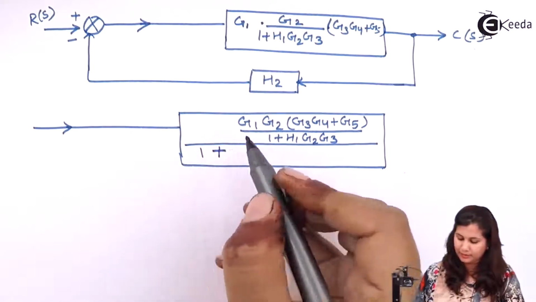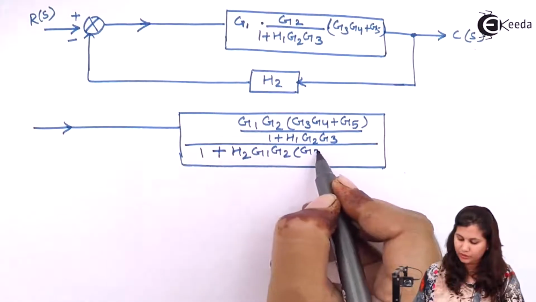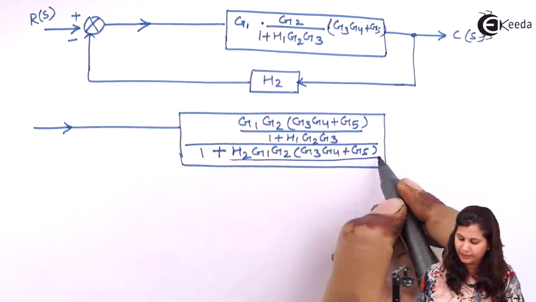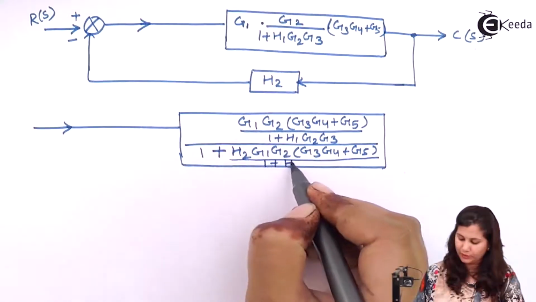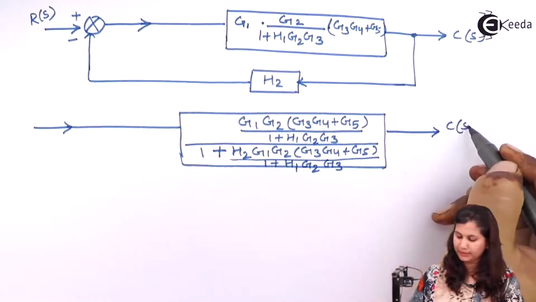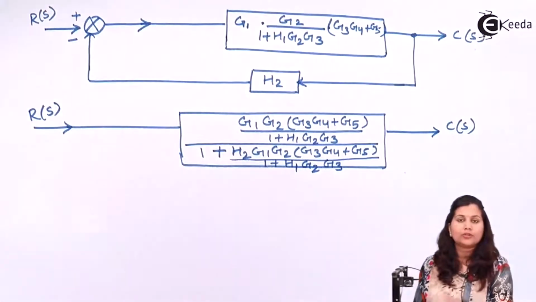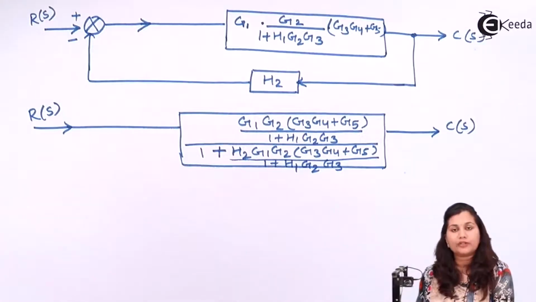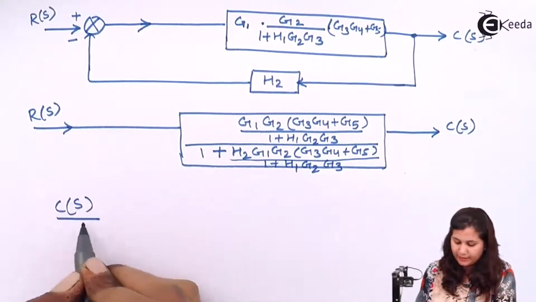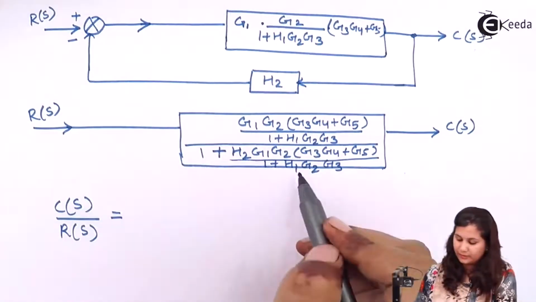1 plus H2, G1, G2, G3, G4 plus G5, divided by this term, 1 plus H1, G2, G3. And the output is the same, that is C(s), and this is our input. So we know that the transfer function is the ratio of the output and the input, so C(s) by R(s) will be equal to this whole term. So let's solve this term.